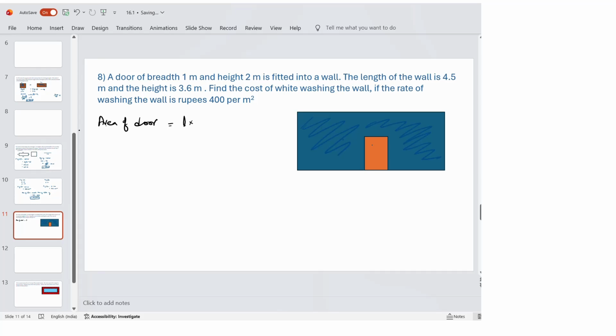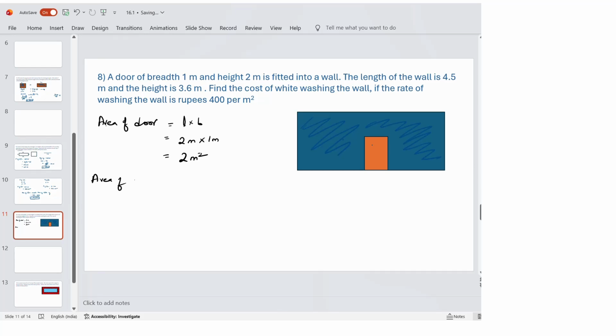Is the length into breadth. Now we don't really have the length, it's the height given, so it's the same thing. It's 2 meters into 1 meter, which equals 2 into 1 is 2, meter into meter will be meter square. 2 meter square is the area of the door.